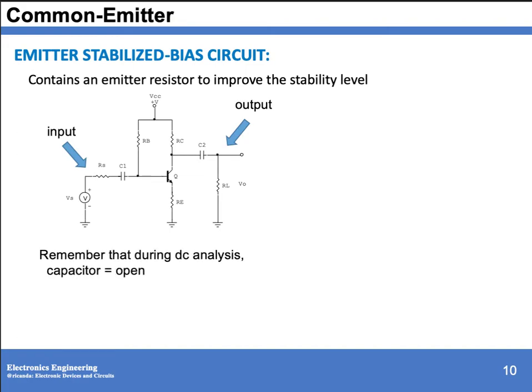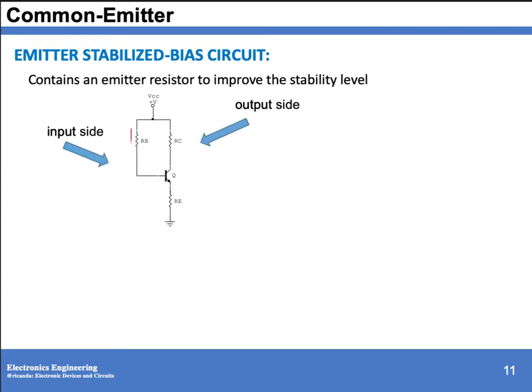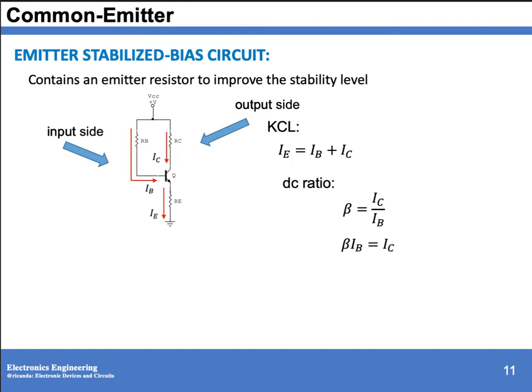During DC analysis, all capacitors are open circuits. So we have this circuit. We have IC going to your transistor as well as IB. Then we have IE going out from your transistor. So applying KCL, we have IE equals IB plus IC. Then your DC ratio, which is equivalent to beta, is IC over IB, and IC is equal to beta IB. Applying that to your IE equation, then we have IE equals IB plus beta IB, or IE equals beta plus 1 IB.